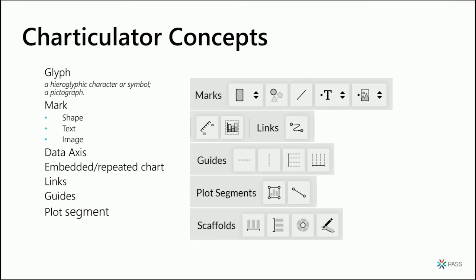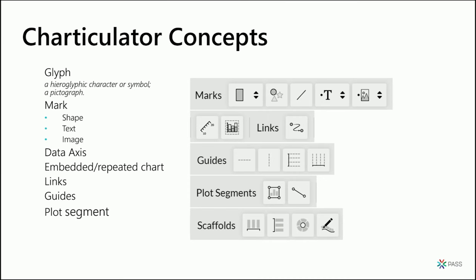And then we have this thing called scaffolds. As you're repeating data, are we going to repeat it horizontally, vertically, in a radial fashion, or on some kind of custom shape? Using scaffolds, you can essentially pin these repeated glyphs within the plot segment framework.